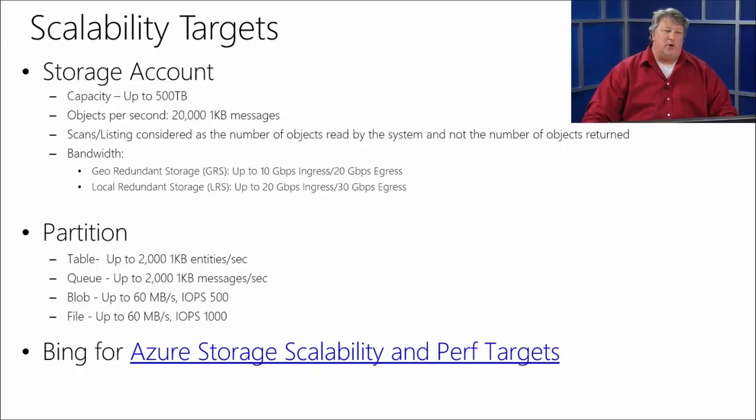One thing I would like to point out on this particular slide is that we have new bandwidth restrictions as well. With geo-redundant storage, you'll get 10 gigabytes per second ingress and 20 gigabytes per second egress. With locally redundant storage, that number is higher. With partition size presently, you can see what we have, but my suggestion is that you go out to Bing and look up Azure Storage Scalability and Perf targets to make sure that you understand what the limits are today.